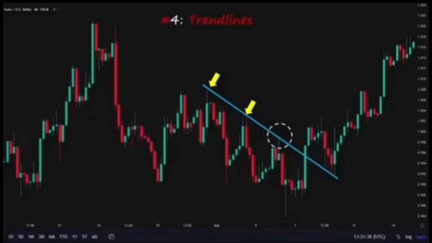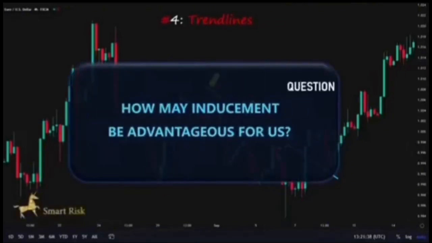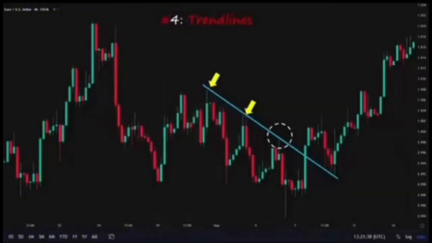Traders always see something on the price chart, and they place orders based on their analysis and trading plans, because they think it's the right time to take positions in the market. How may inducement be advantageous for us? Inducement can be used to identify the market liquidity zones. Additionally, it enables us to move with market liquidity and take profits, instead of getting trapped in the liquidity of the market's major players. Now, we know the basics of inducement.